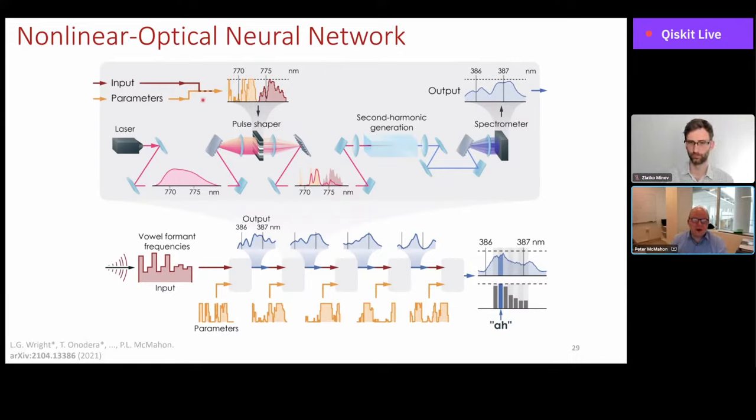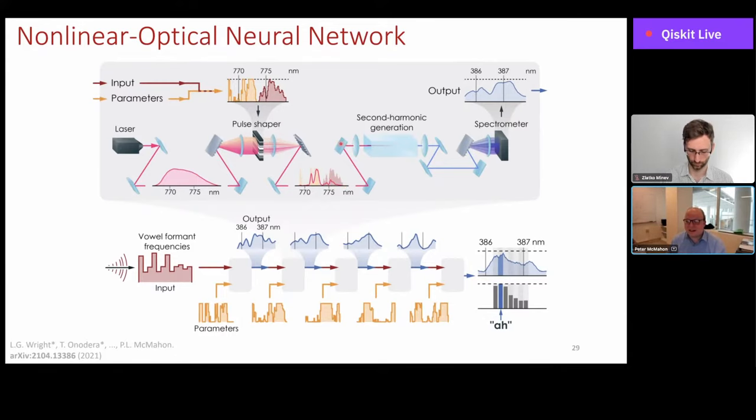And we encoded into the pulse shaper information about the input data. At least at the first layer, that is the spoken vowel, the processed audio waveform values. And then the parameters, which are things we're going to learn during training of this neural network, are put onto the pulse shaper, and these imprint a new shape onto the spectrum of the light. So you start with this smooth, not quite Gaussian shape, but you now imprint a bunch of values onto the spectrum, and so you get this wiggly spectrum that's shown here.